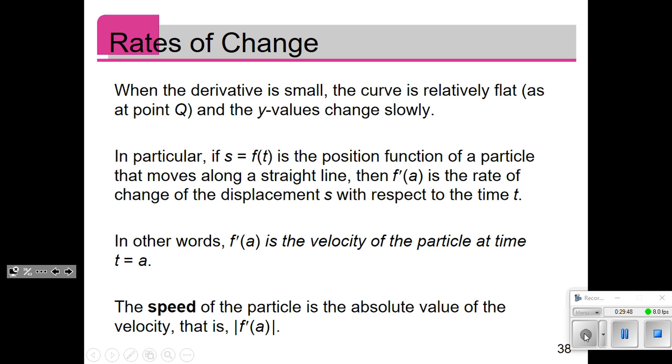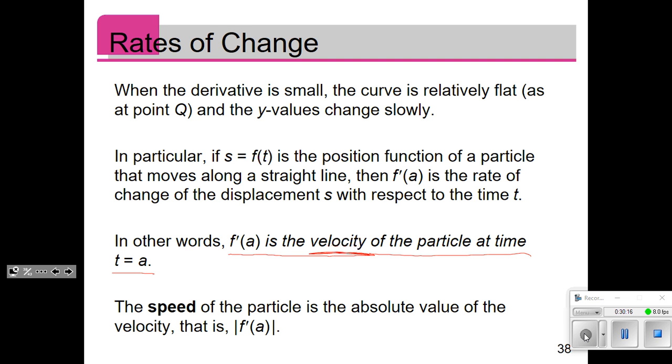Now, this is kind of important. So in other words, f prime of a, or the derivative of f at point a, is the velocity of the particle at time t equals a. We already kind of knew that. Okay, derivative is the same thing as velocity, same thing as slope, rate of change. It all means the same thing.